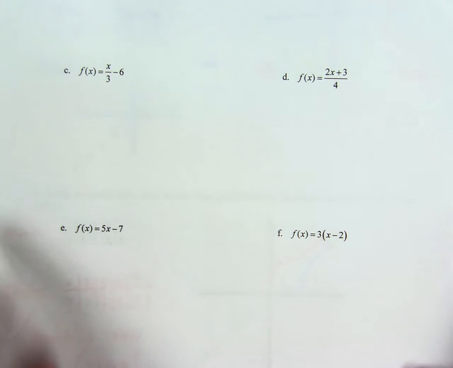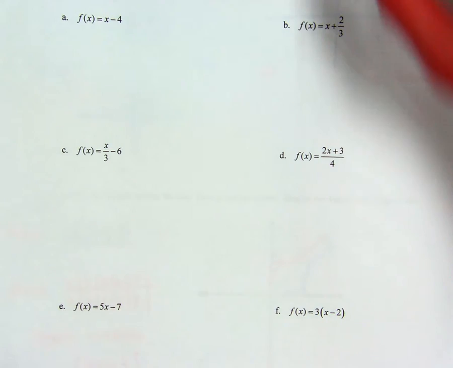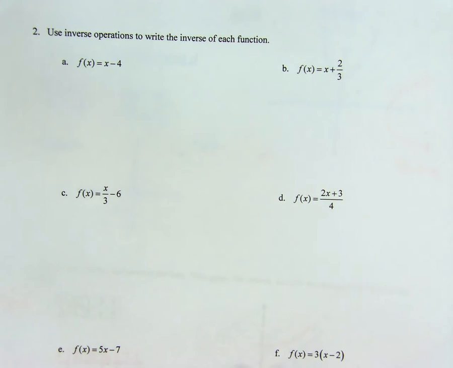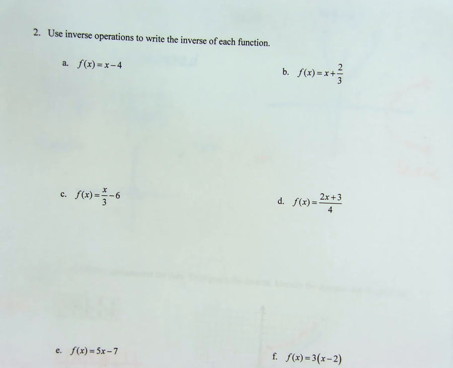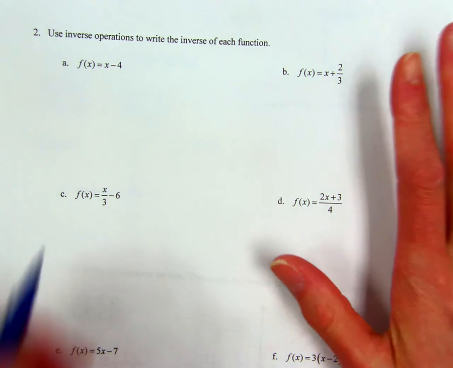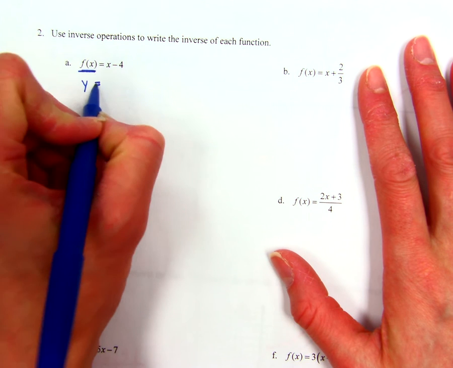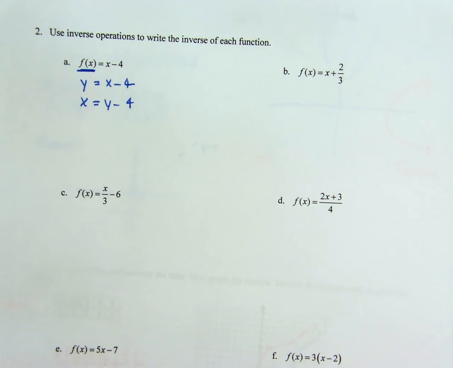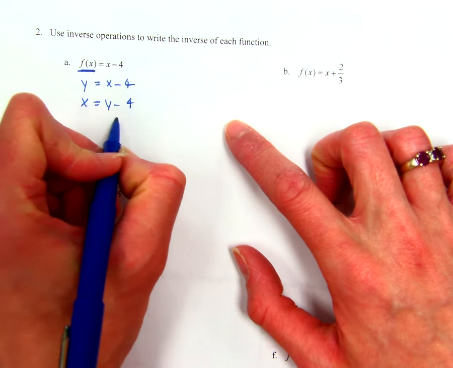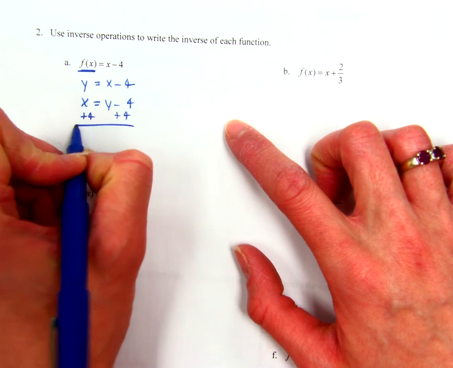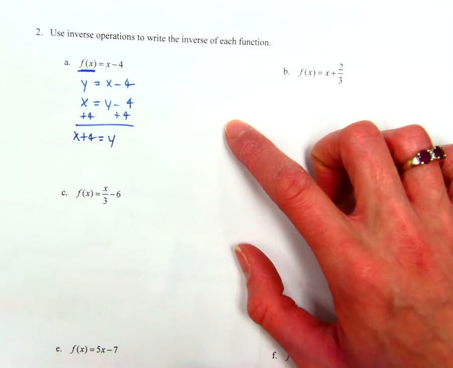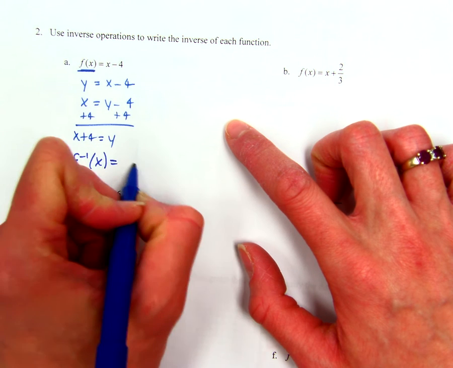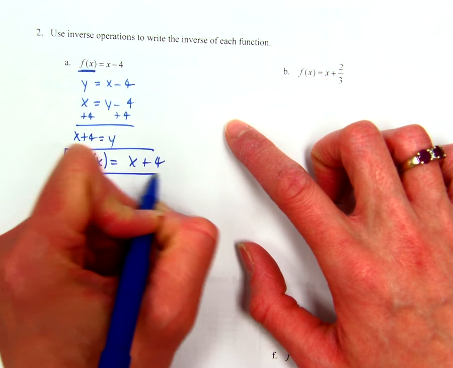Now we're going to use inverse operations to write the inverse of each function, which is exactly what we did yesterday. So remember, our steps are to first switch x and y. This is my y, so we have y equals x minus 4. I'm going to switch my x and y. Then you need to solve for your new y. So get your new y by itself. We have x plus 4 equals y. And then you're just going to write it using the proper notation. Inverse of f of x equals x plus 4.